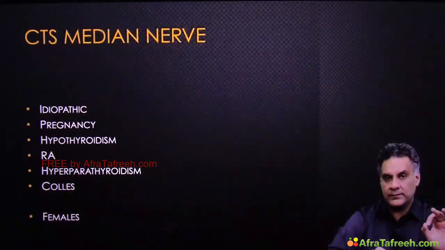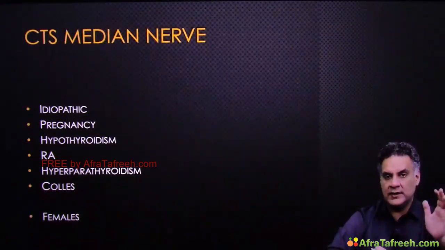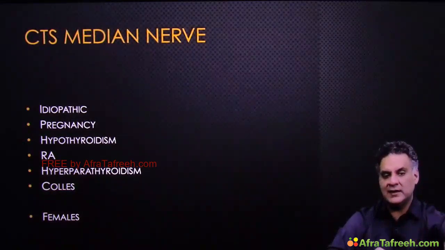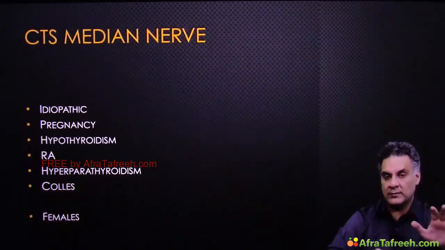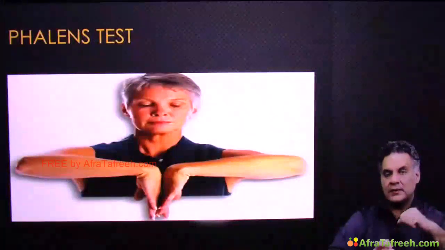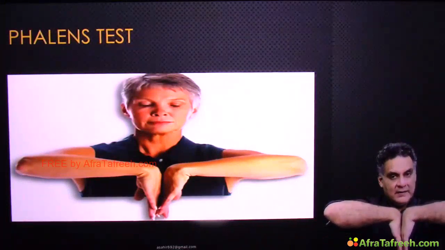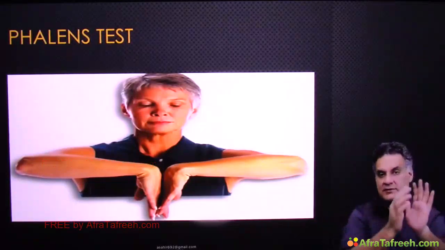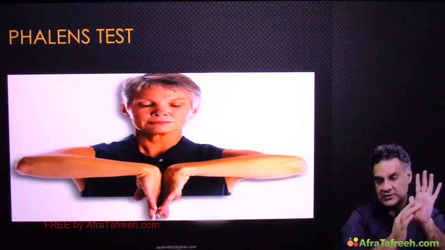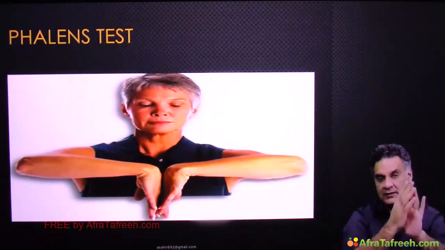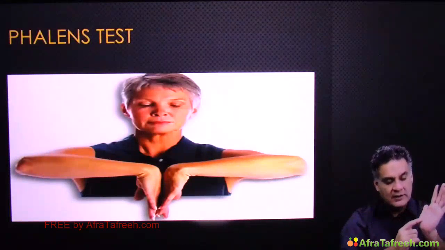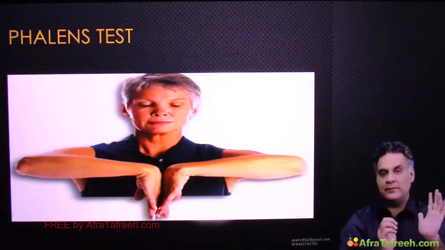Carpal tunnel syndrome, the median nerve involvement, is usually idiopathic, but they can give you a history of pregnancy, hypothyroidism, arthritis, hyperparathyroidism, or Colles fracture. It's more common in females. If you do a reverse namaskar, this is called Phalen's test. If you maintain this position, the patient will have a sensory presentation in the distribution of the median nerve. So lateral 3.5 fingers, numbness will be there. You can carefully note the patient might have wasting of the thenar eminence also.